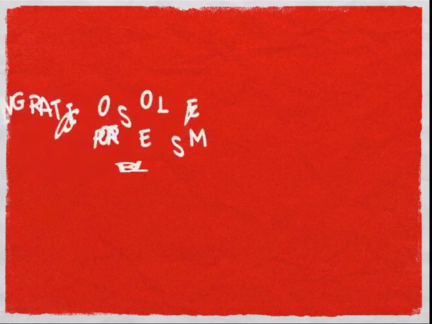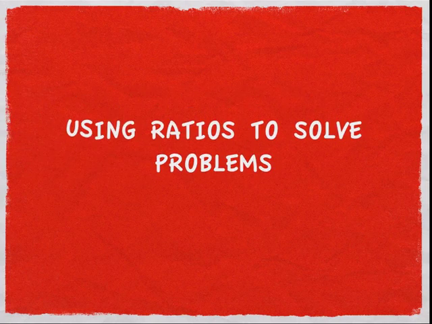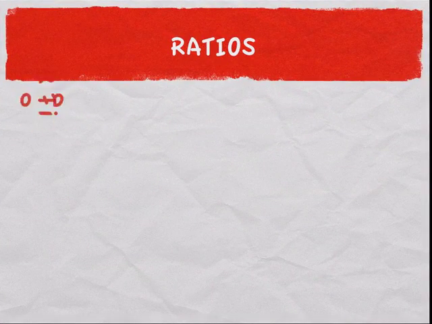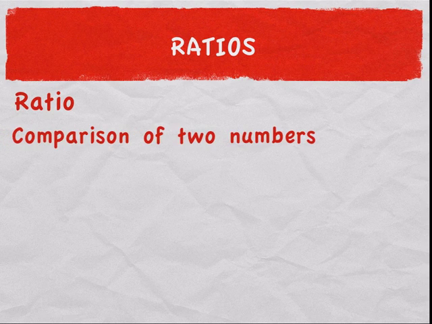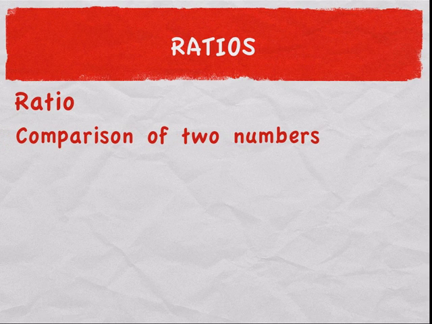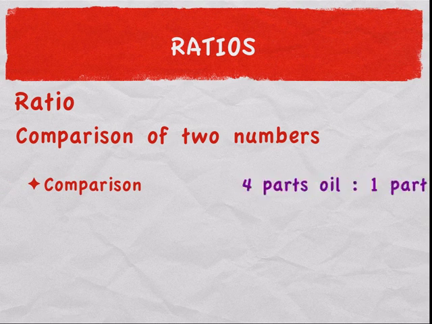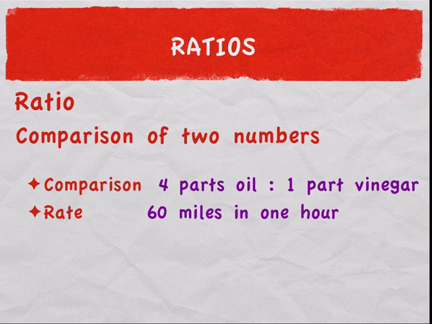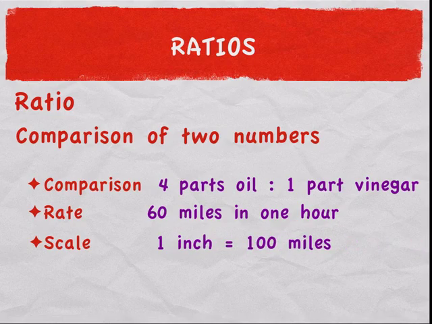Today we're going to look at ratios to solve problems. A ratio is a comparison between two numbers. Ratios happen in a variety of contexts, including a straight comparison, like 4 parts of oil to 1 part of vinegar, or a rate, such as 60 miles in an hour, or a scale, like 1 inch equaling 100 miles.